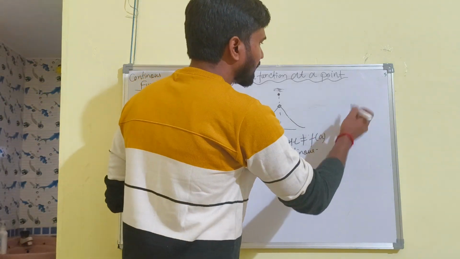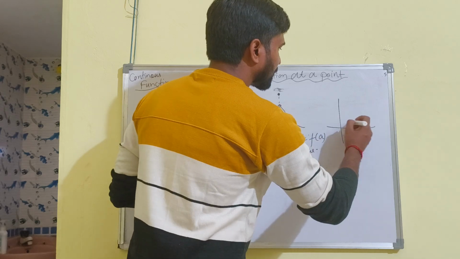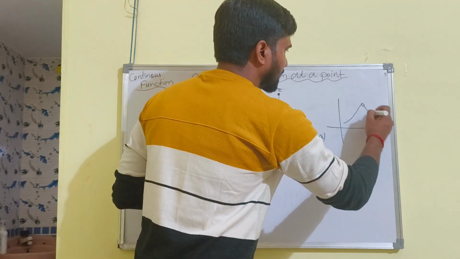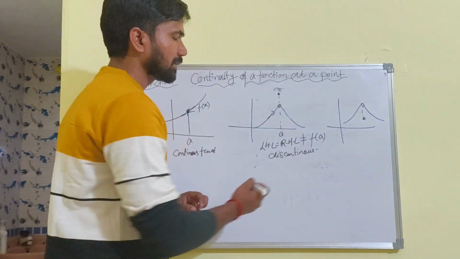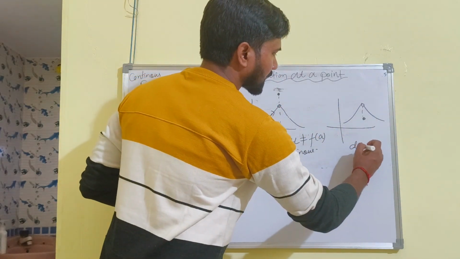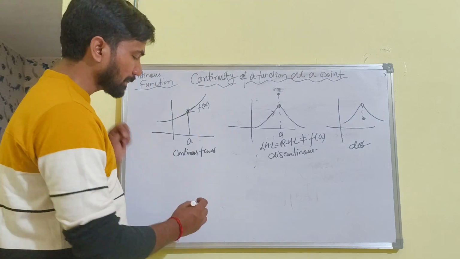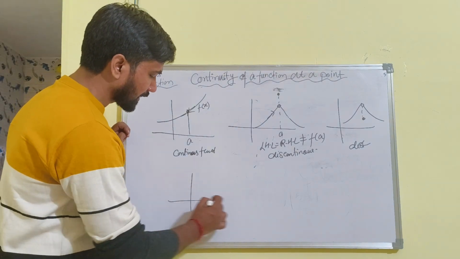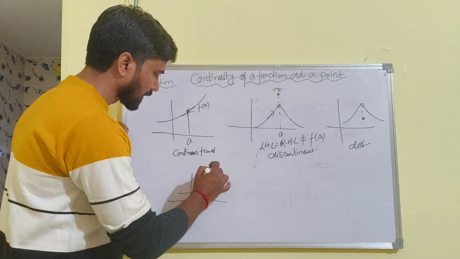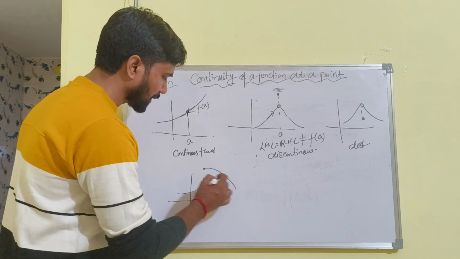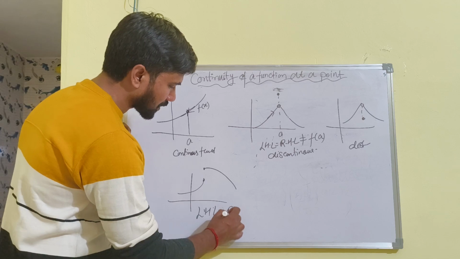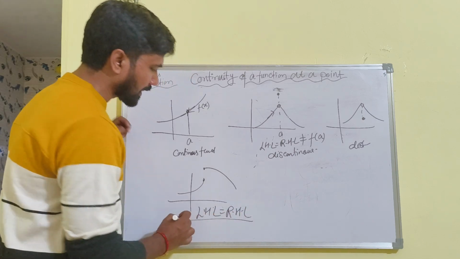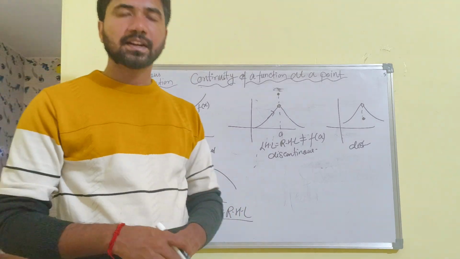Next can be something like this. Suppose the left hand limit and right hand limit exist, but the value of the function is not equal to them. At that time this is also discontinuous. Next, the left hand limit exists and the right hand limit exists, but the left hand limit is not equal to the right hand limit. At that time we say the function is discontinuous.